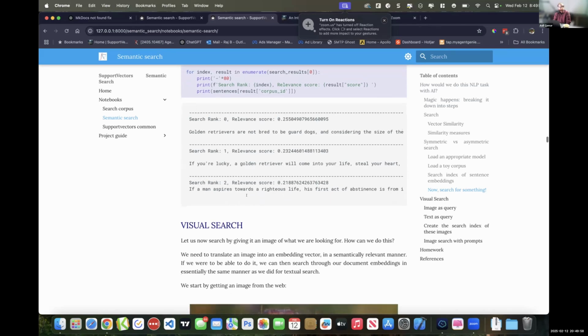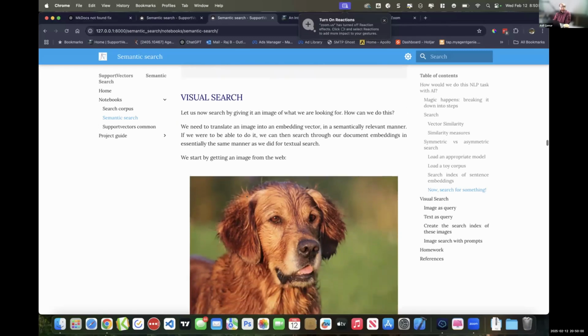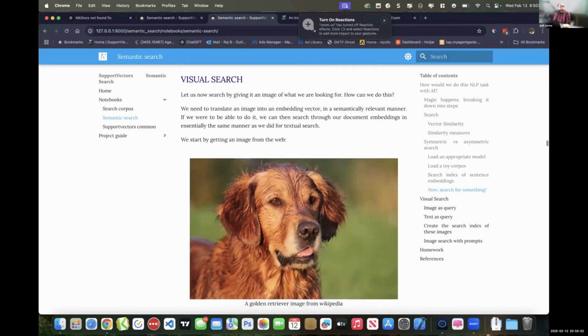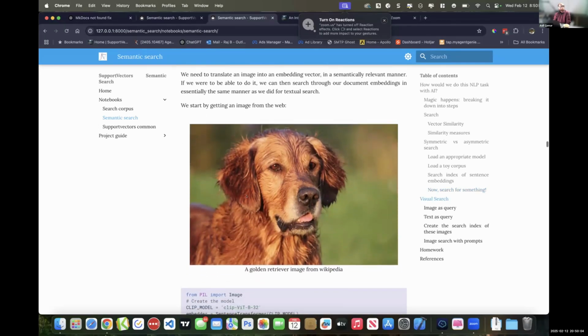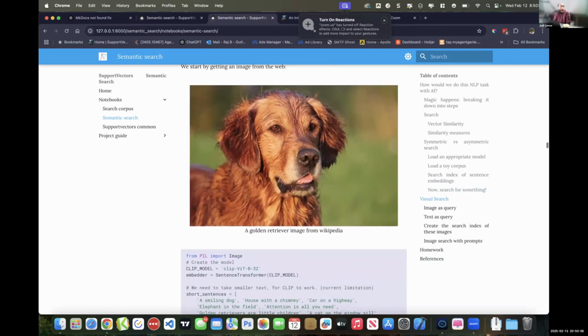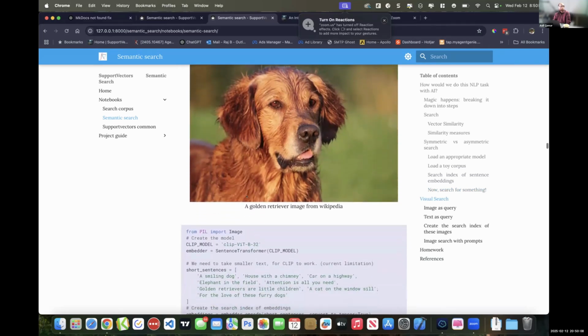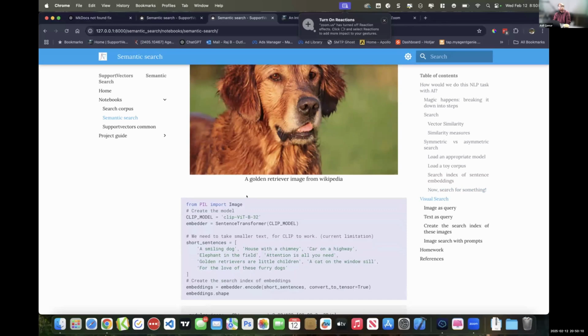Now let's go to visual search. Suppose you give the machine a picture. See, this is a golden retriever image from Wikipedia. Now all golden retrievers look alike. Mine looks almost identical to this. So my first reaction was, isn't it mine?